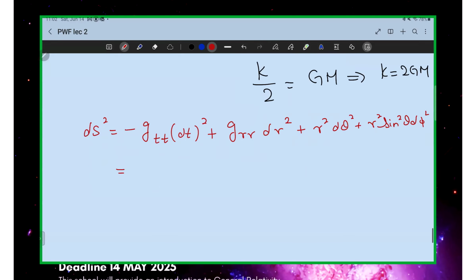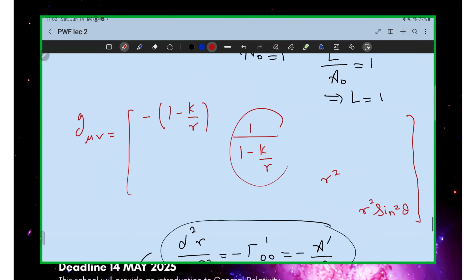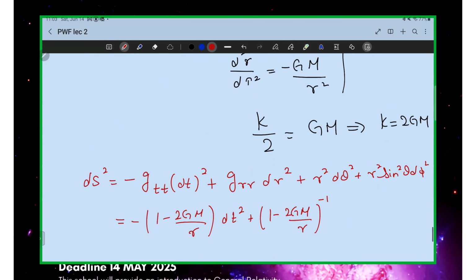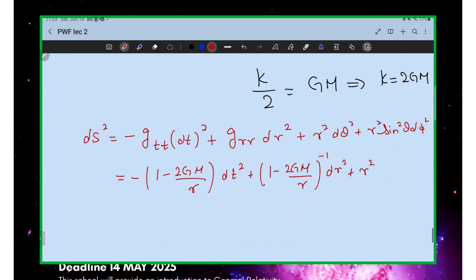So we have calculated what this should be. This should be 2GM over r, because we now know the value of k. This should be minus 2GM over r, but it was inverse of that because it was 1 over this thing. So I'm just giving it a power of minus 1, which is the same thing. Sorry, dr squared.